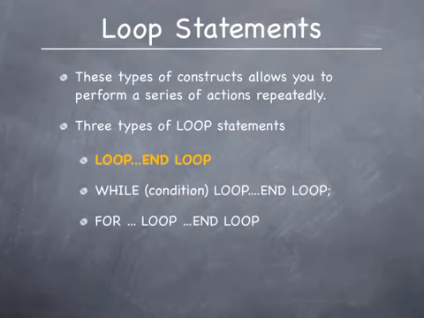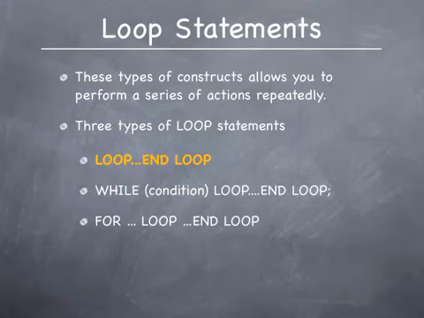In PL/SQL, we have 3 types of loop constructs. All of them are used to perform a series of actions repeatedly. There is the basic loop, which begins with the word loop and ends with the words end space loop, semicolon. The second is the while construct. The while construct is followed by a condition that must be true to enter the loop. The while loop is also terminated with an end loop.